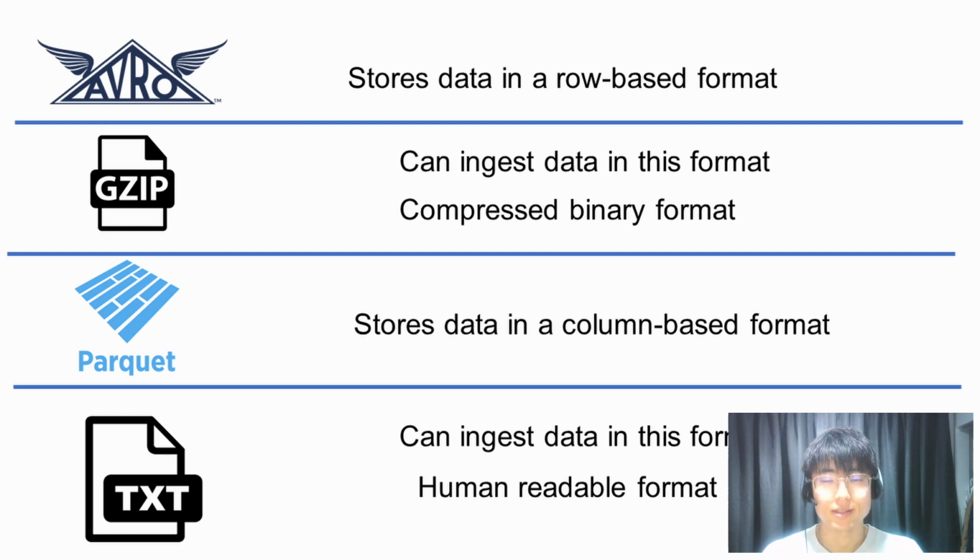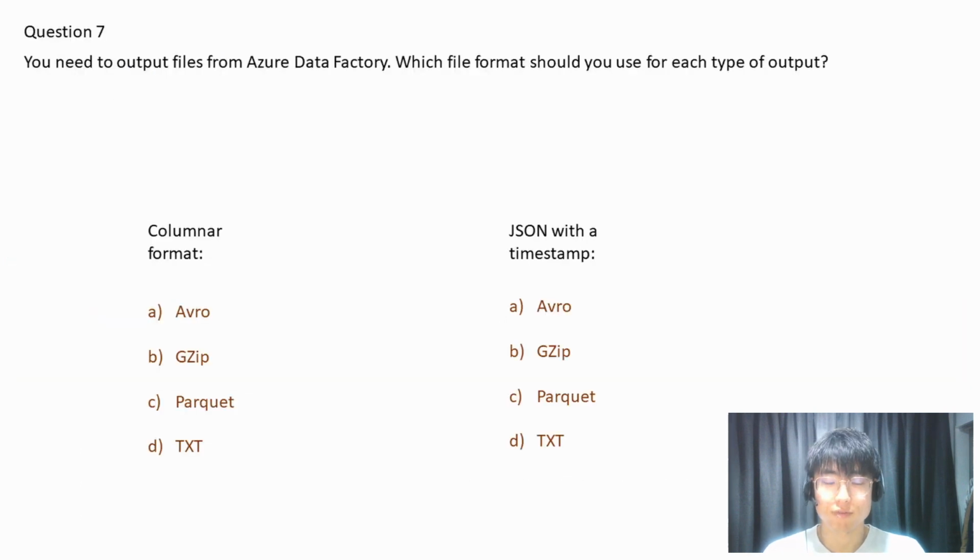And going over Avro and Parquet quickly as well, if you remember, Avro is a row-based format and Parquet is a column-based format. And if you remember as well, Avro is compatible with timestamp data. So for columnar format, the correct answer is C, Parquet, and for JSON with a timestamp, the correct answer is A, Avro.